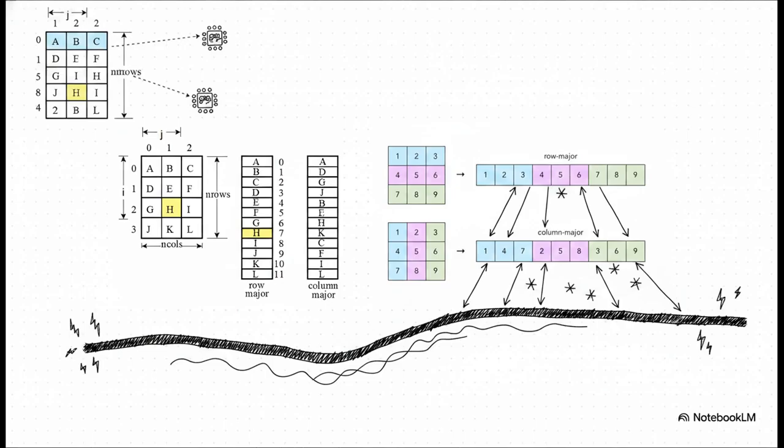And this fundamentally changes how the hardware accesses your data. If your software loops through data by columns, but it's physically stored in a row major format, well, the CPU has to jump around wildly in physical memory. That causes massive cache misses, completely wrecking your performance efficiency.